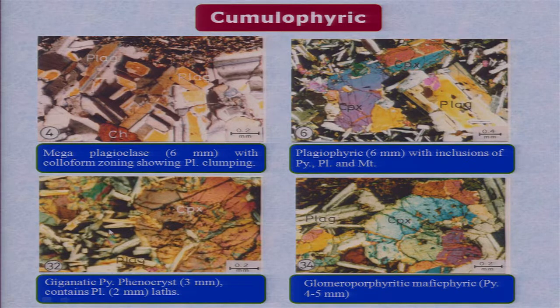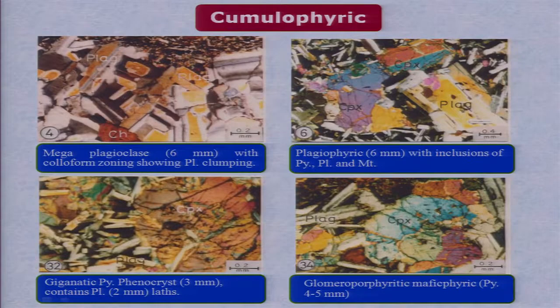It contains rod-like smaller size plagioclase crystals. So many rod-like plagioclase crystals are embedded within the gigantic phenocryst. The next one, the fourth one, is glomeroporphyritic mafic texture. Glomeroporphyritic means collection of phenocrysts at one place. So, a collection of clinopyroxene phenocrysts at one place gives rise to glomeroporphyritic texture.